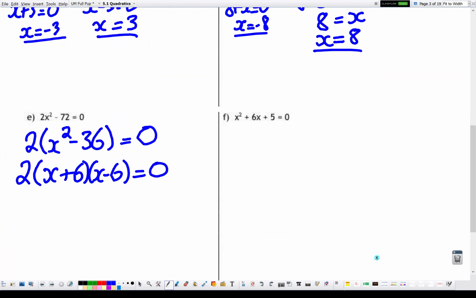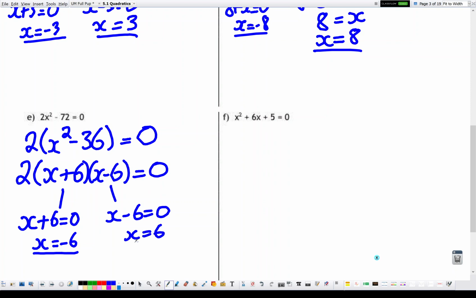Anytime you have just a number, like if I brought this down and said 2 equals 0, that doesn't make mathematical sense. How can 2 equal 0? So that's rubbish. Whenever we have just a number outside the bracket, we don't use it as one of our roots. It just disappears. We just ignore it, basically. So anytime there's just a number outside the bracket, like a common factor that's a number, just ignore it and bring down your two brackets the same as the last two examples. So x plus 6 equals 0, so x equals minus 6, and then it's just the opposite. x minus 6 equals 0, so x equals 6.